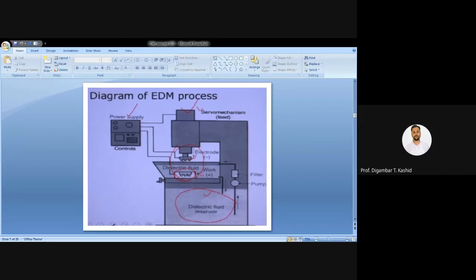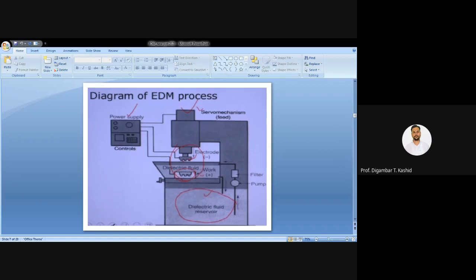So here in this slide, I have shown the diagram of EDM. This is the tool diagram of the EDM process, and I have shown the different components of the EDM process. You can see here the electrode, which is indicated by the negative. That means it is the tool. And you can see the protrusion in this tool.